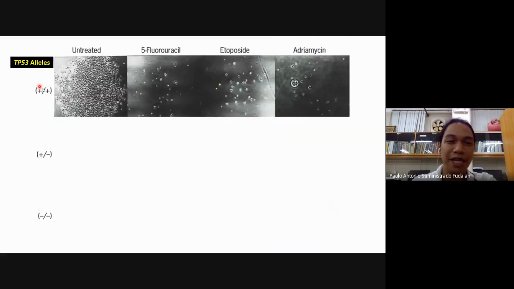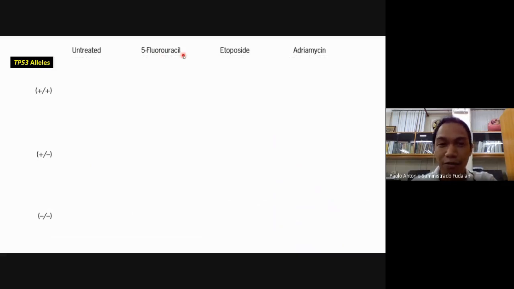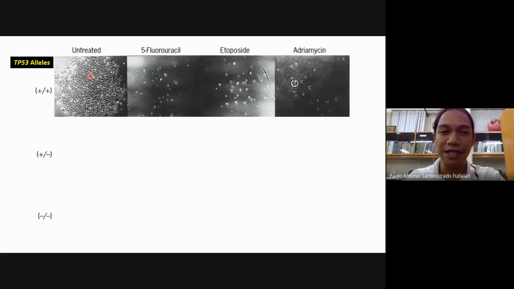And then here we can see electron micrographs of cells that have, sa taas, both TP53 alleles okay. By the way, these are chemotherapy drugs, yung pampatay sa cancer cell. So, if both the TP53 alleles are okay, look what happens. This is untreated. And then, when treated with chemotherapy drugs, the cells die. Okay. And that is because of apoptosis.